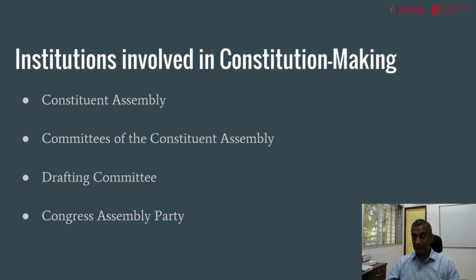The drafting committee, which brought together not only the work of the plenary sessions, but also the work of the various subcommittees of the Constituent Assembly, played a key role in pulling together and then fashioning the overall constitutional document that we now know as the Constitution of India 1950.